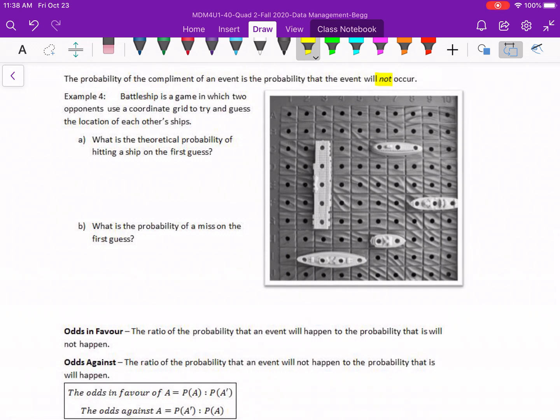Battleship is a game in which 2 opponents use a coordinate grid to try and guess the location of each other's ships. What's the theoretical probability of hitting a ship on the first guess? Well, the board is 10 by 10. So, let's call this event A, hitting a ship.